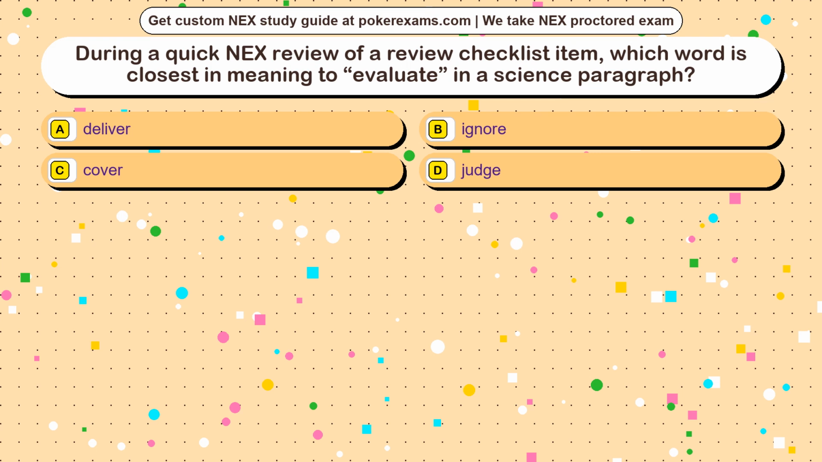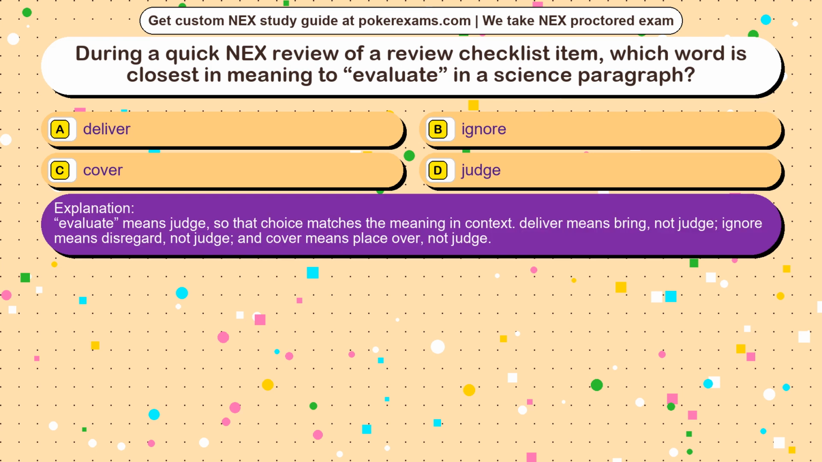The correct answer is option D. Evaluate means judge, so that choice matches the meaning in context. Deliver means bring, not judge, ignore means disregard, not judge, and cover means place over, not judge.